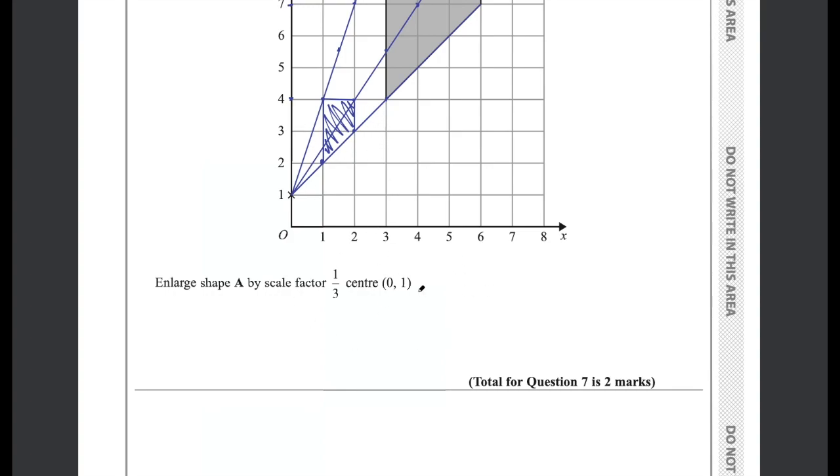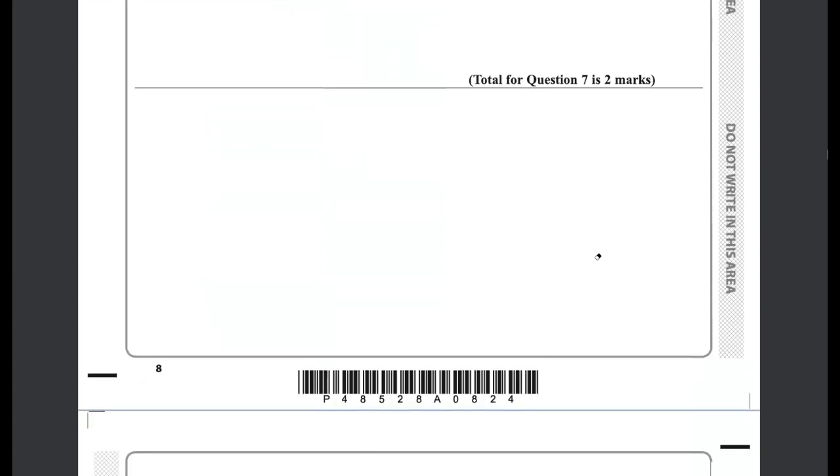Another thing to look out for on these types of questions is sometimes they'll say label the shape B or something. So always make sure if it says that to label it. It doesn't say it in this case, so I just shade it in for that question. Okay, on to question 8 then.